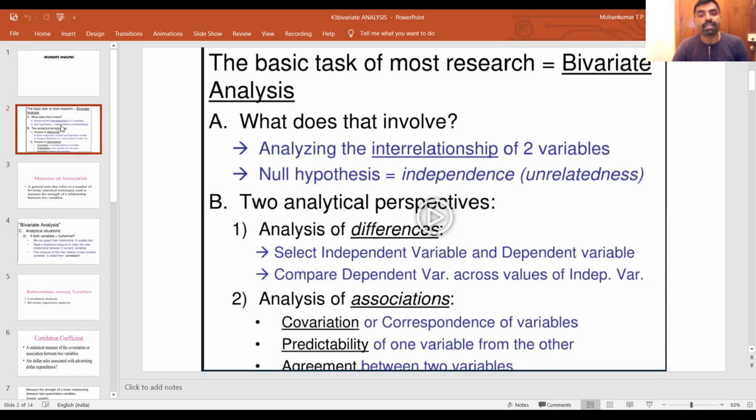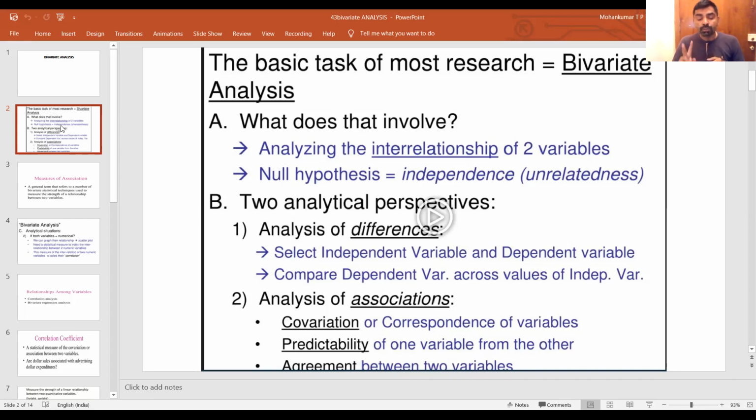They are not related. There is no covariance between these two variables. Then two analytical perspectives. The first one is analysis of differences, which means you select an independent variable and a dependent variable, and after selecting the variables you need to compare the dependent variable and the independent variable, and after analyzing the difference between these two variables, you need to analyze the association between them.